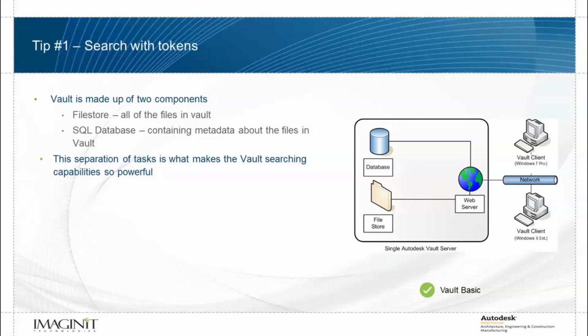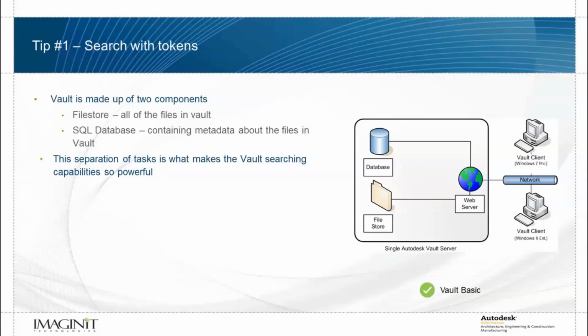By the way, I forgot to mention this at the start, so I'll mention it now. You notice I've got a check mark there, and it says Vault Basic. One thing that comes up a lot when I do these webcasts is the question, is that available in Vault Basic? Out of my 5 or 6 tips, I think 4 of them are Vault Basic related. So it applies to all versions of Vault, but it also applies to Vault Basic. I've done several where I said, oh, no, I'm sorry, that's only in Professional. But this type of searching is definitely available within Vault Basic.